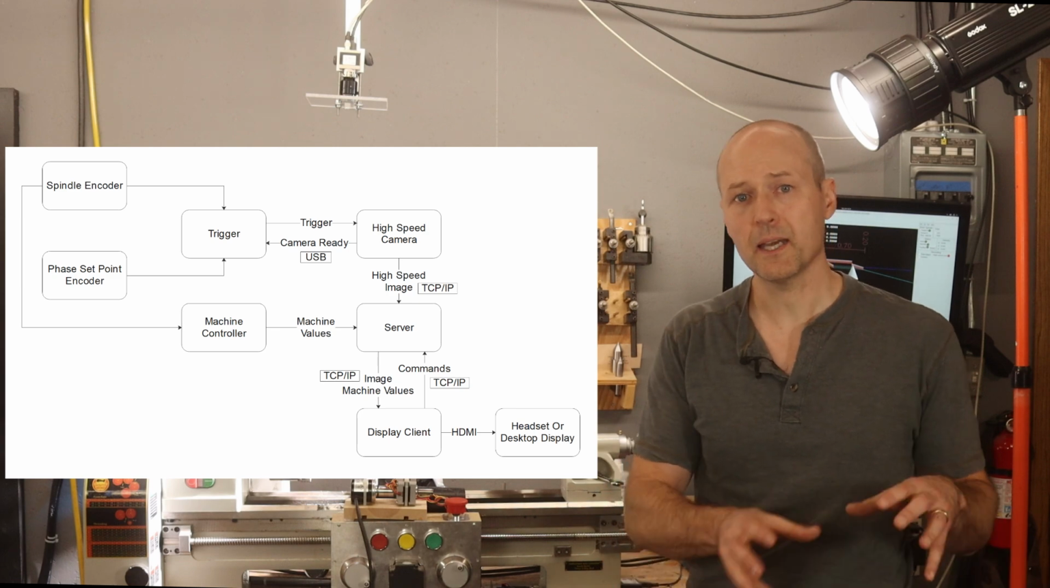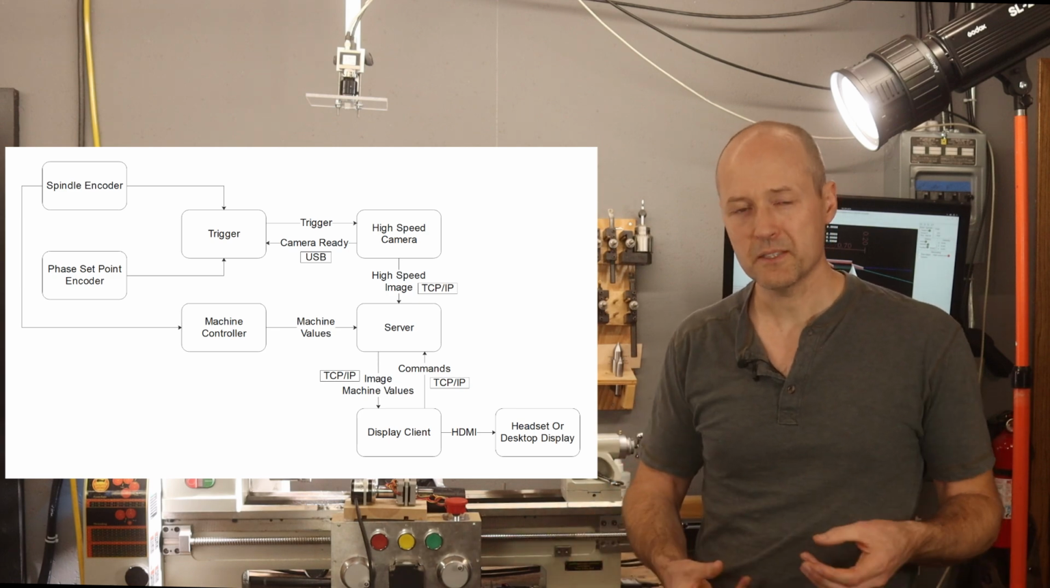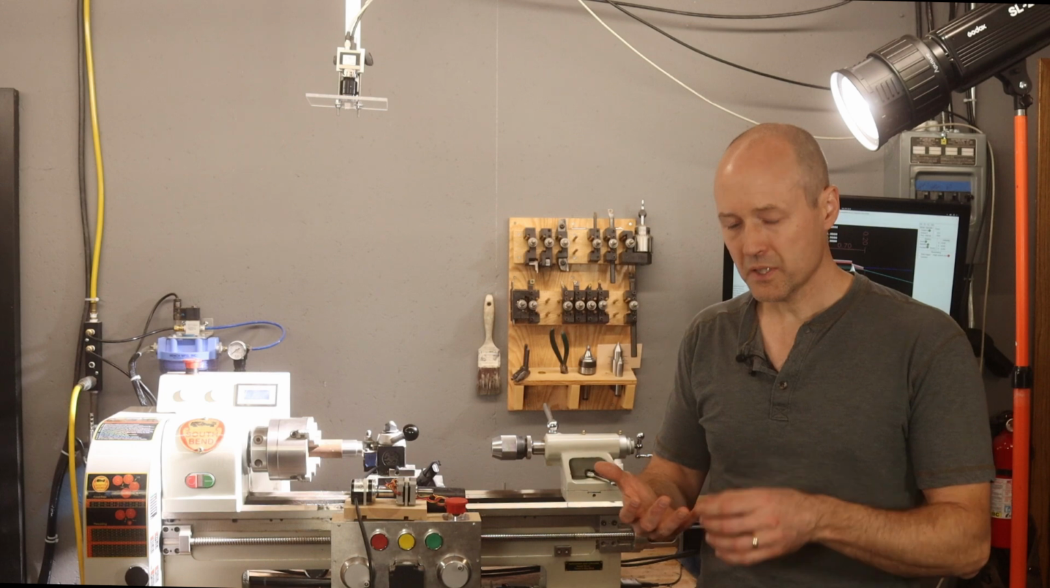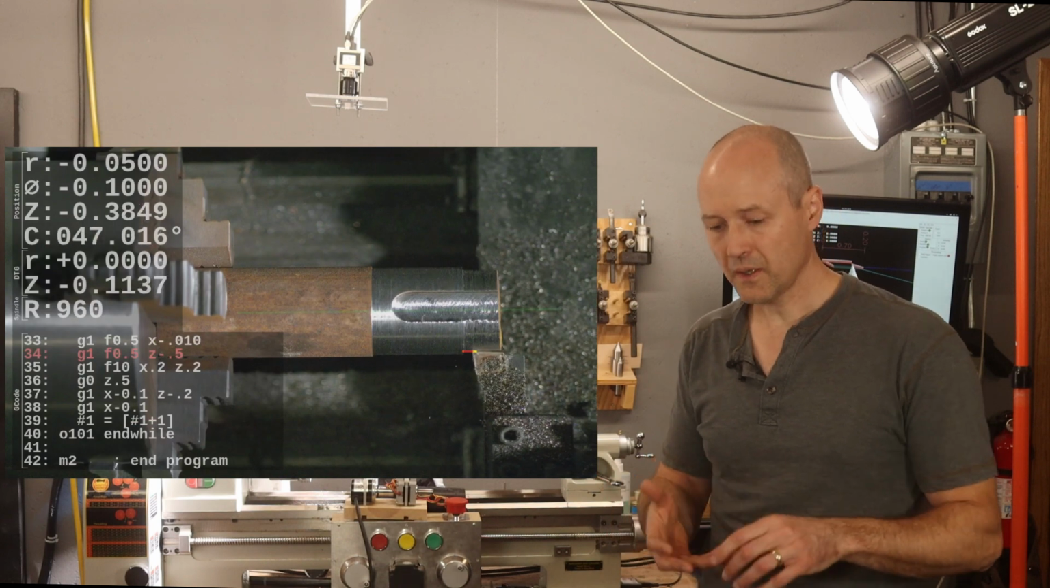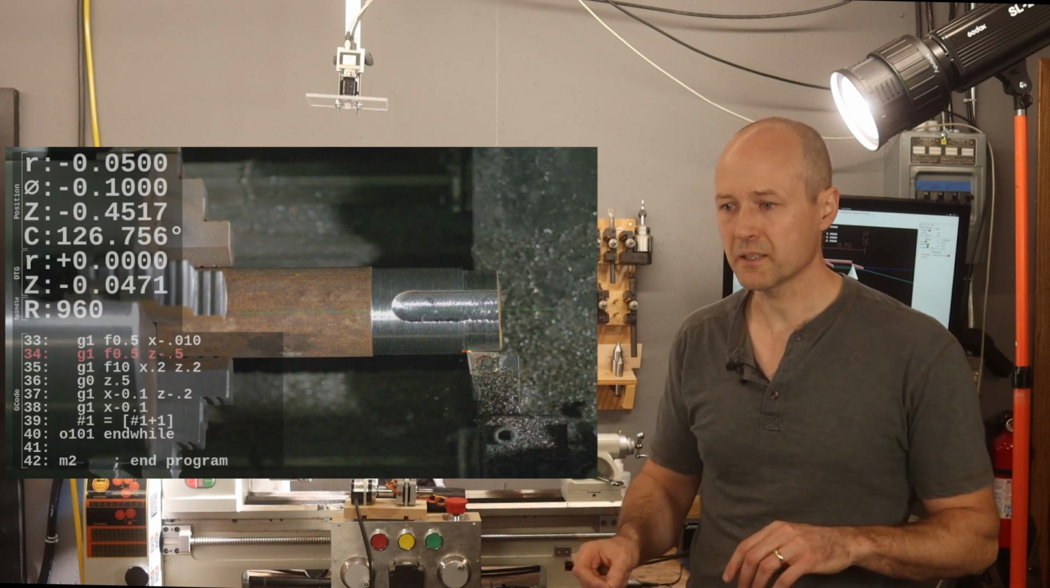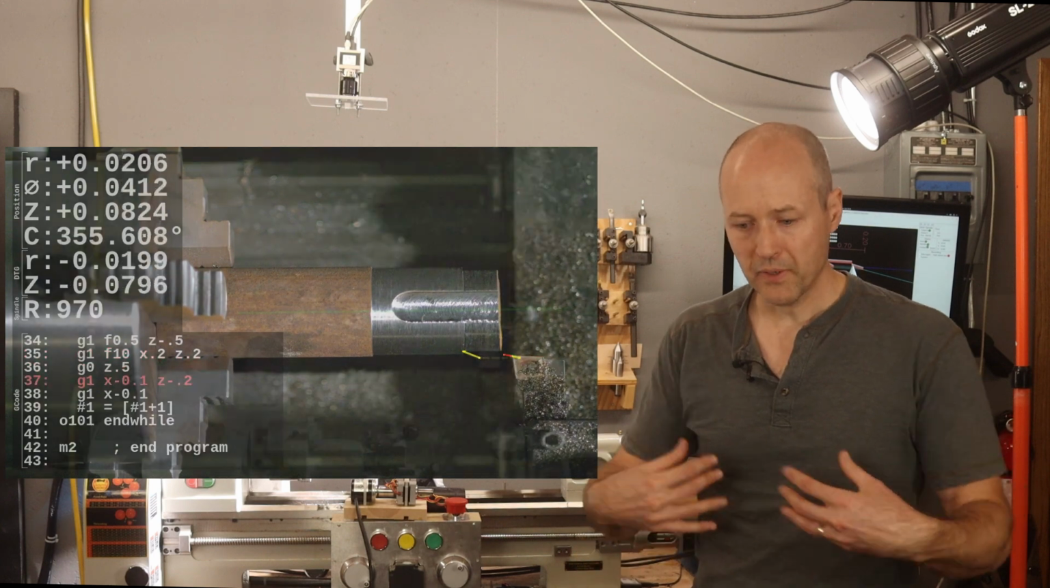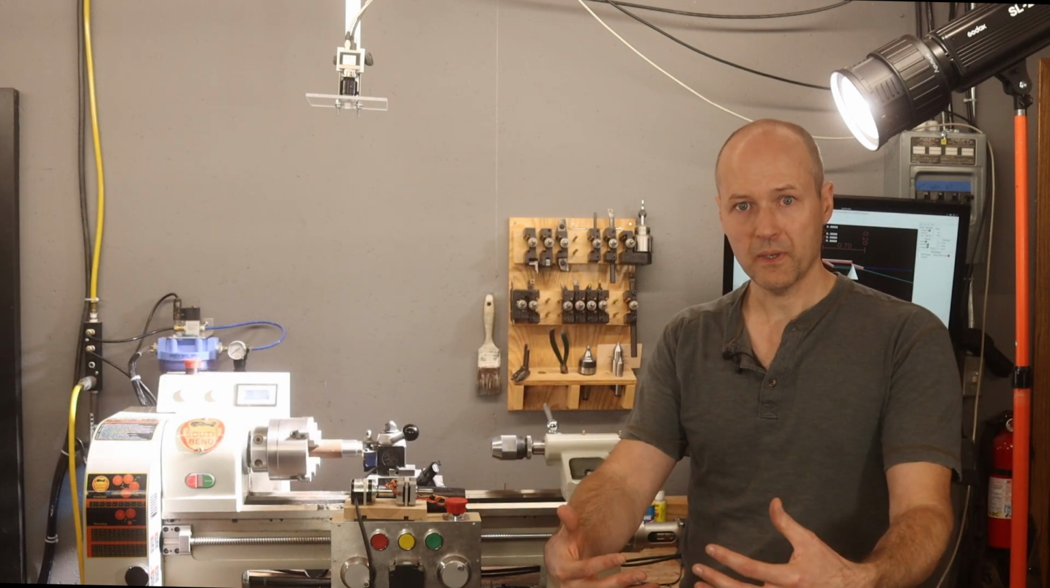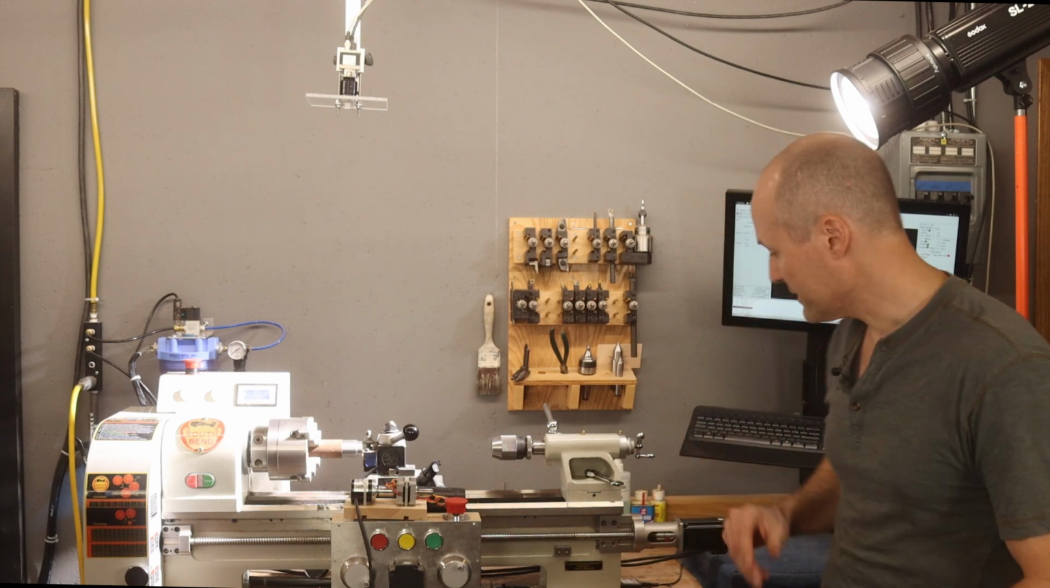A second TCP/IP server is collecting information from LinuxCNC: the machine position, the G-code file, and the currently executing line out of the G-code. Those two servers provide the necessary information to a small client.